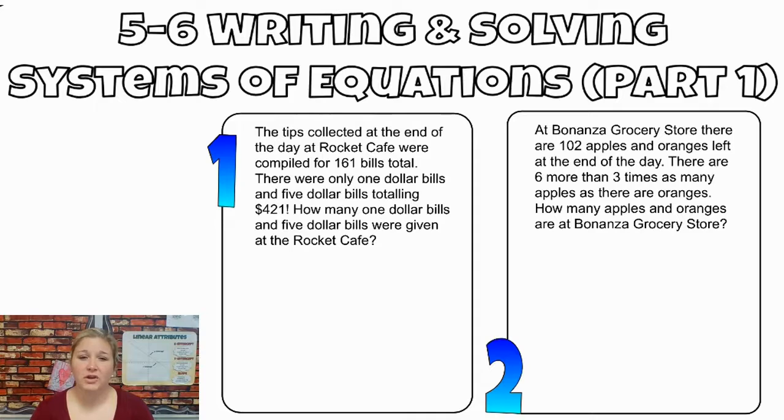Hi guys, so we're going to look at writing and solving systems of equations based on word problems. The tips collected at the end of the day at Rocket Cafe were compiled for 161 bills total. There were only $1 bills and $5 bills totaling $421. How many $1 bills and $5 bills were given at the Rocket Cafe?